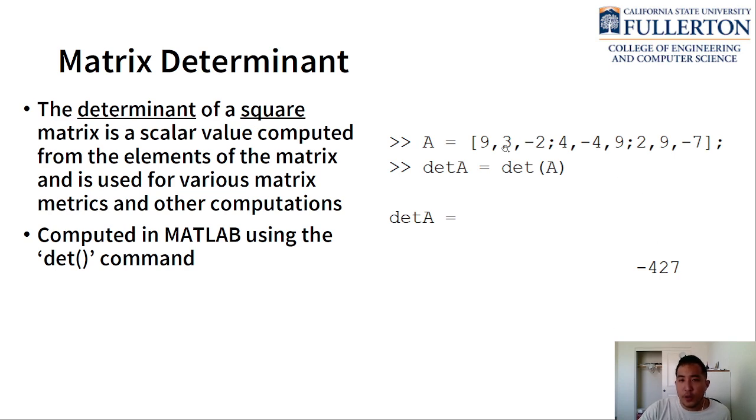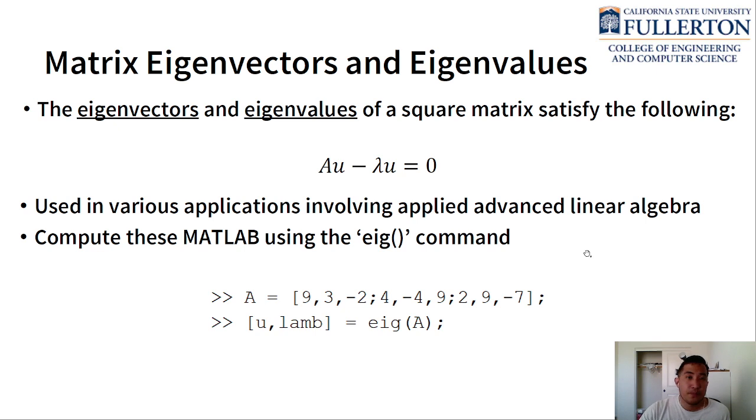To find the determinant of a matrix, you just use this command called det, and you use it the same way as the inverse. You use det, and then in the parentheses you put the matrix A, and then you compute its determinant. Here's the determinant of this matrix, which is minus 427.